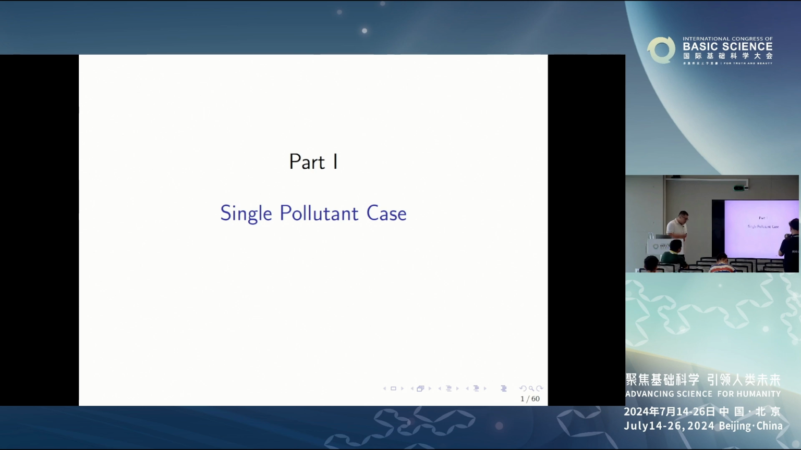Basically, I really want to talk about the multi-pollutant case, but I decided to divide it into two parts because it originally comes from the single pollutant case. So I'm going to talk about this part first, and then I will highlight the difference between the multiple pollutant case and the single case.